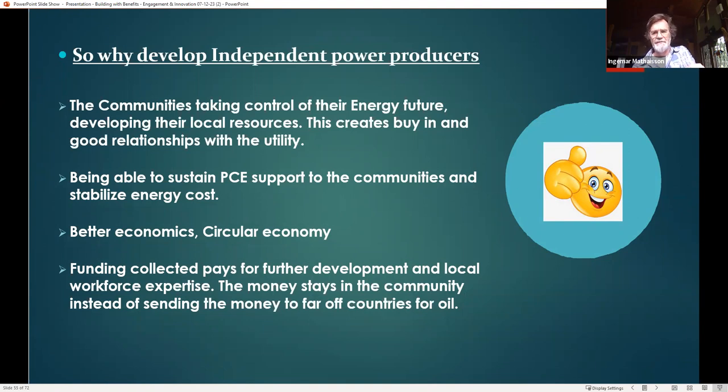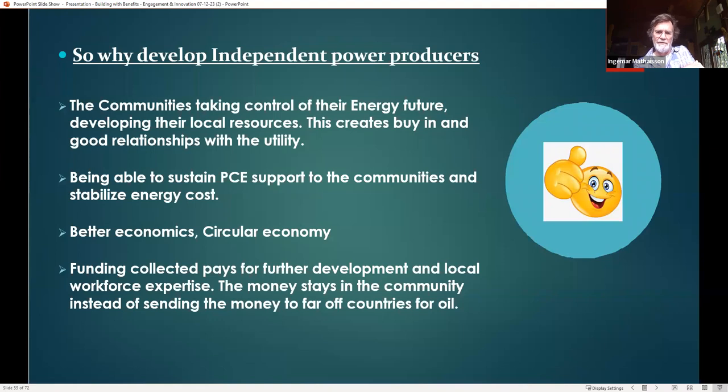And in the case of most of our utilities, the utility is actually operated out of Anchorage and was considered kind of an enemy for the small households out there, since they were charging them all the time. But now, being IPPs, they are actually producing their own power, giving it to the utility, and then they, of course, get charged for it. But in the in-between transaction, they end up with some extra money to use directly for the communities themselves. This sustains the PCE support from the state of Alaska and stabilizes the cost.